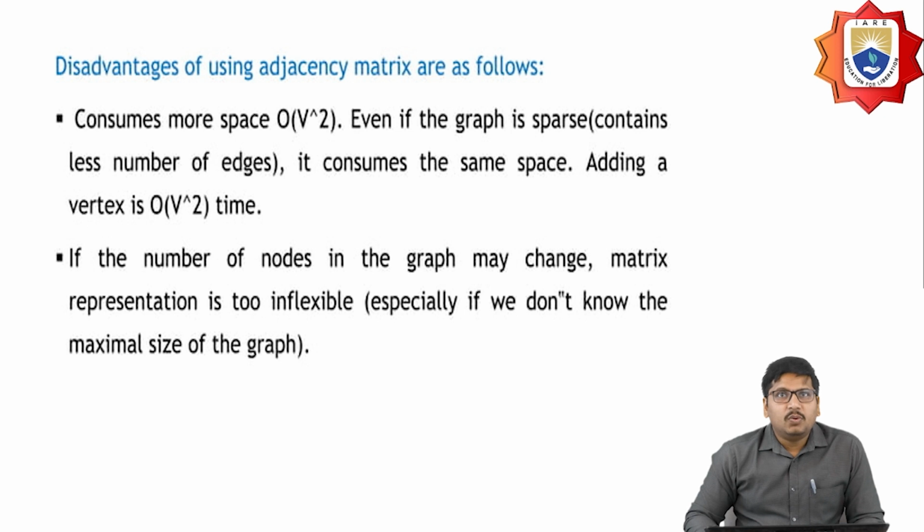So what are the disadvantages of this one? The main disadvantage is that it consumes more space. It should be of the size equal to O(V^2). Even if the graph is sparse, containing a small number of edges, it consumes the same space. And even if the number of nodes in the graph may change, it should be represented at the maximum size of the graph.